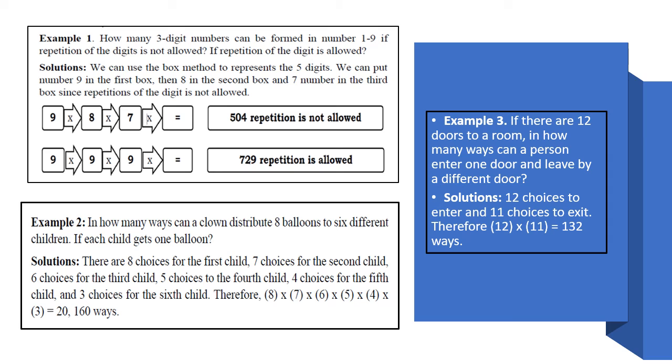Example number 3, there are 12 doors to a room. In how many ways can a person enter one door and leave by a different door? Solution, 12 choices to enter and 11 choices to exit. Therefore, 12 times 11 is equal to 132 ways.